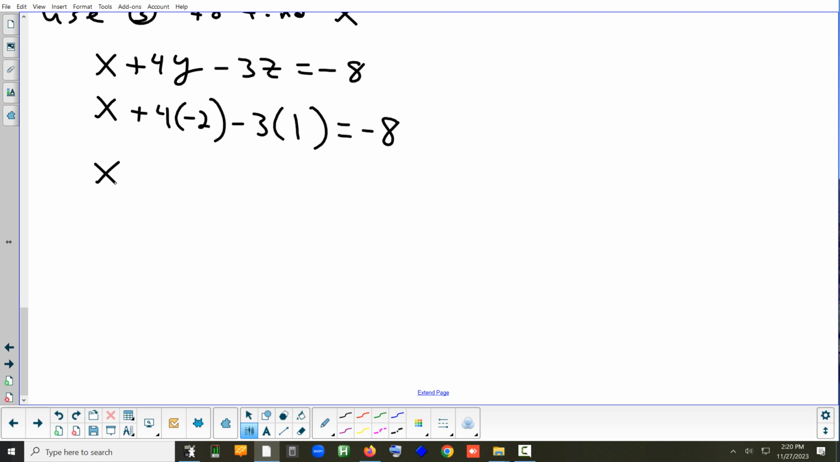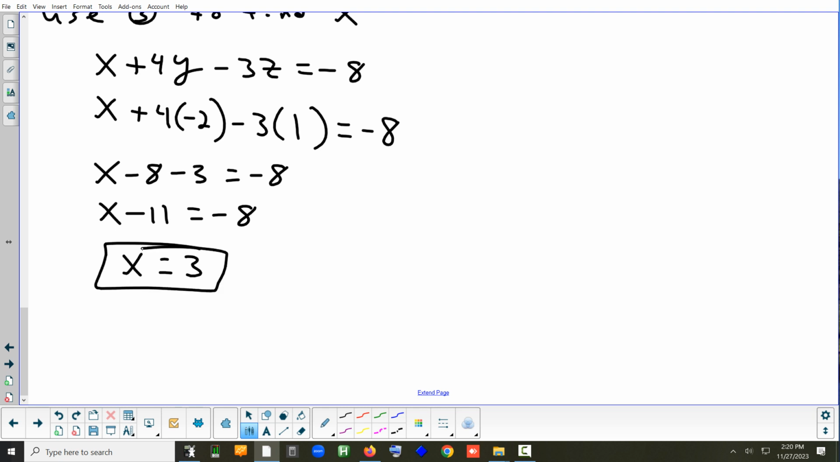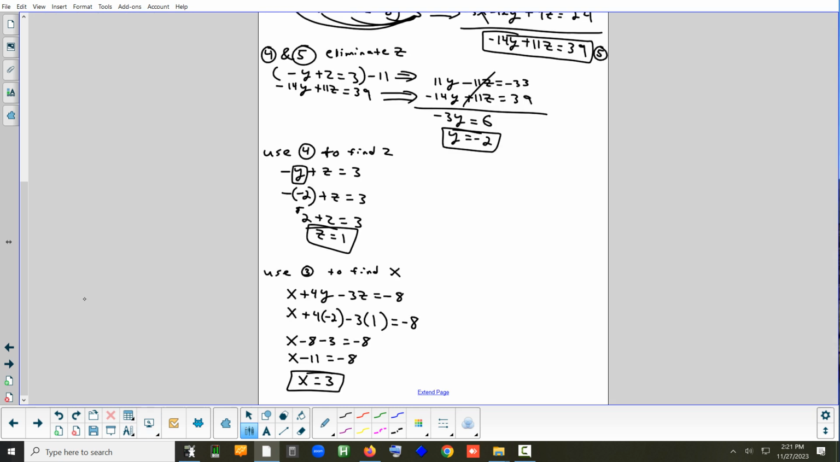What's 4 times negative 2? Negative 8. And then negative 3 times 1? Negative 3. Okay. Negative 8 minus 3? Negative 11. And then add 11. What's negative 8 plus 11? 3. There you go. There's your 3 answers. So 3, negative 2, positive 1.